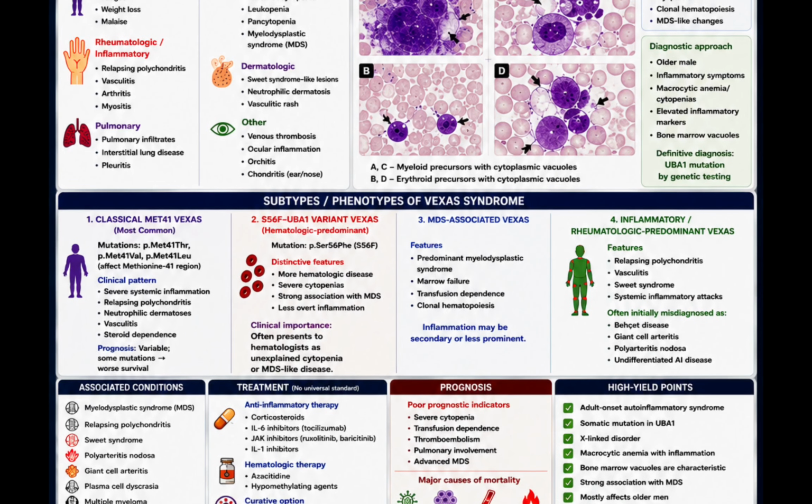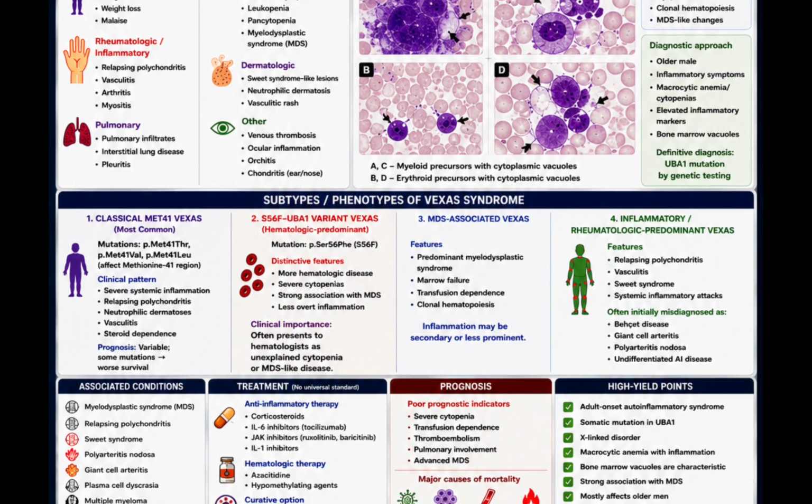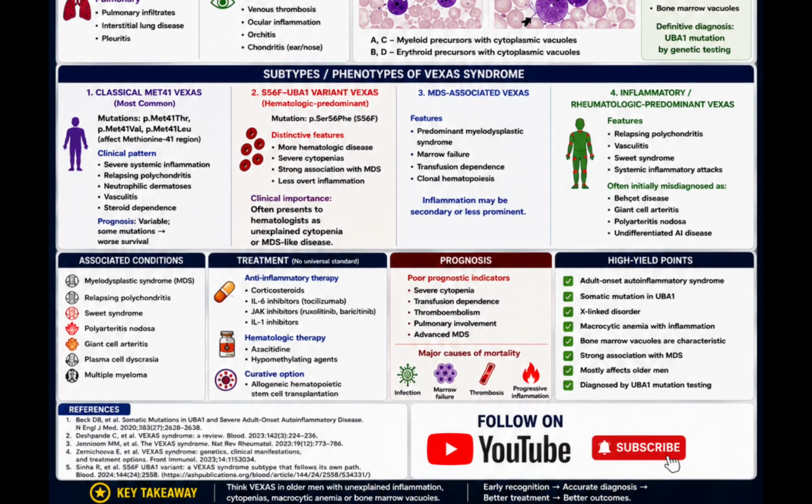There are different subtypes. Number 1, classical Met41 Vexus. Number 2 is the p.Met41 UBA1 variant Vexus. This is the most common type. Number 3, MDS-associated Vexus. Number 4, inflammatory and rheumatologic predominant Vexus.